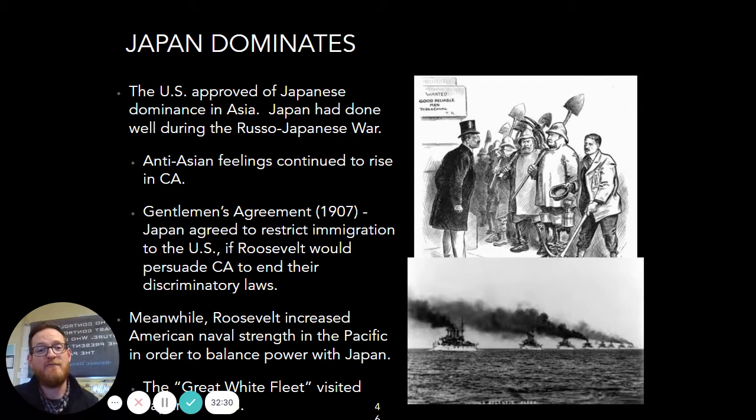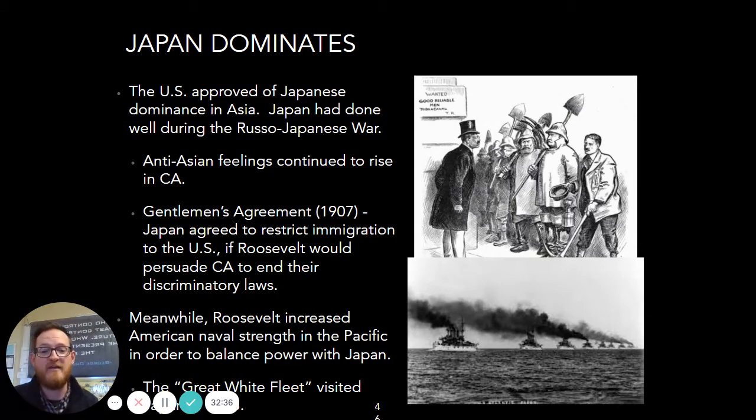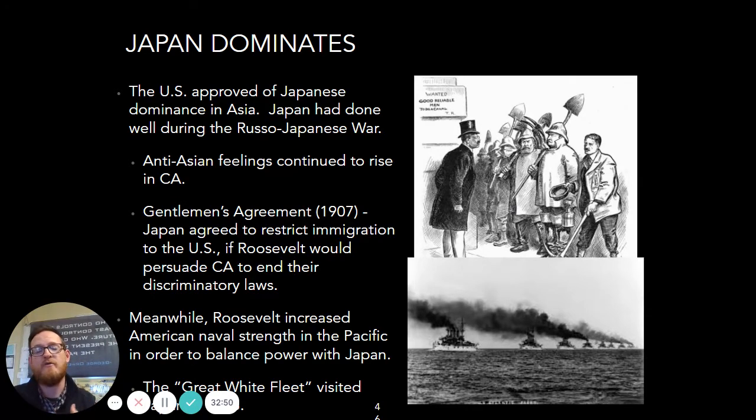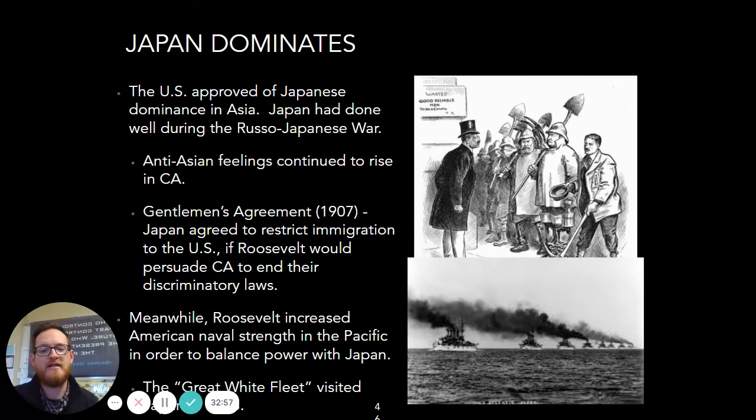You will see within California, a lot of people did not like all the Asian Americans coming in there, and that would lead to the Gentlemen's Agreement of 1907, in which Japan agreed to restrict immigration to the U.S. if Roosevelt would persuade California to end their discriminatory laws. Again, a lot of people in Japan did not like this agreement because they felt like it was impinging on their honor, and it was very dishonorable of the U.S. to do this. Meanwhile, Roosevelt would increase American naval strength in the Pacific in order to balance power with Japan, because he was worried about how much Japan was growing in strength.